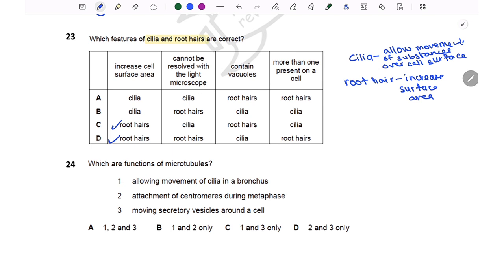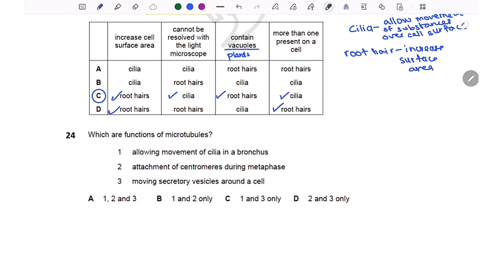So it's going to be root hairs. Cannot be resolved with the light microscope, so that's going to be cilia. Contains vacuoles. So I'll come to that after this one. More than one present on a cell, so that can be either one. Okay, so it could be cilia or root hair cell, either one. But this is how you're going to figure out your answer. Contains vacuoles. Now remember, vacuoles, the permanent one, is only in plants. So that's going to be root hair, not cilia. C is your answer.